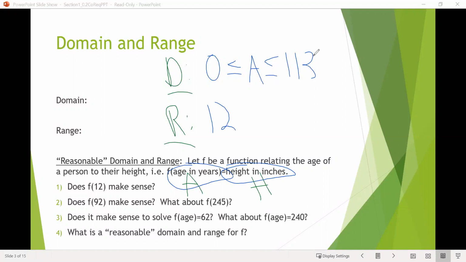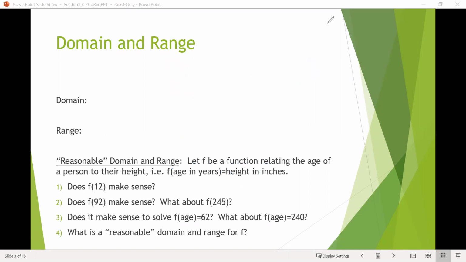And what's about the tallest someone might ever be? Maybe like 8 feet tall? Sure. 8 feet tall is about 96 inches. So it looks like our values of h are between 12 and 96. And again, it could be either of those, so I put equal to signs there. So our range would be 12 is less than or equal to h, which is less than or equal to 96. And that would be our domain and range of this particular function that relates age and height.